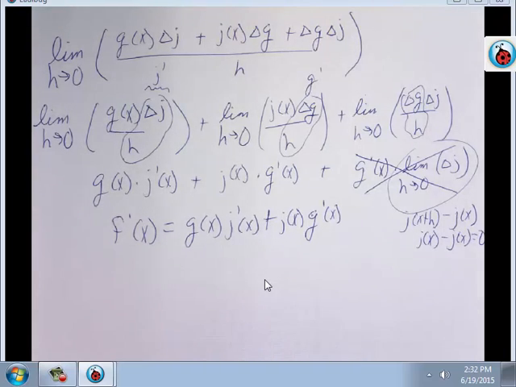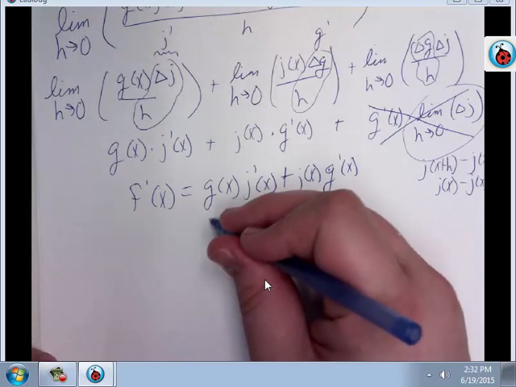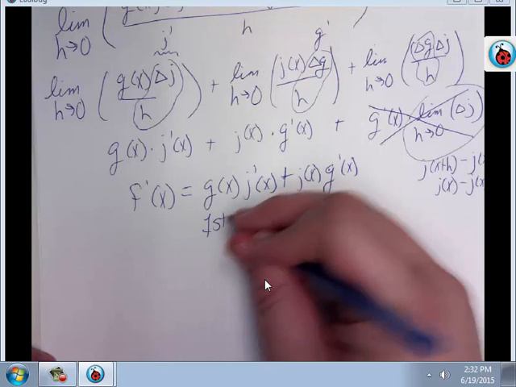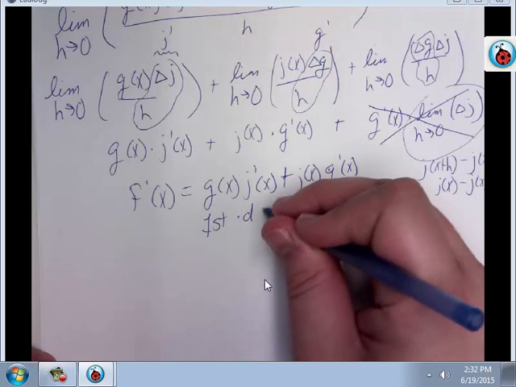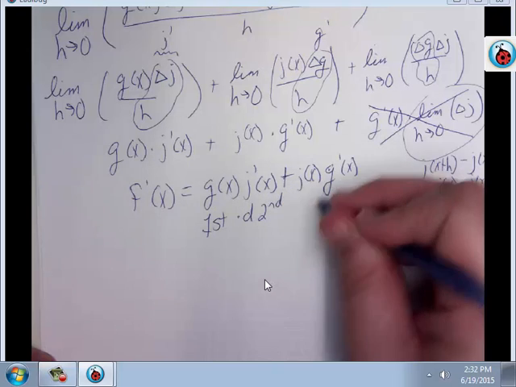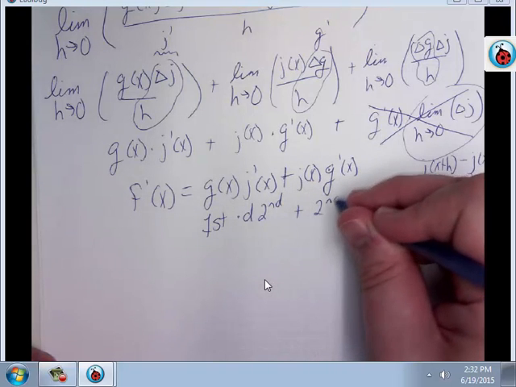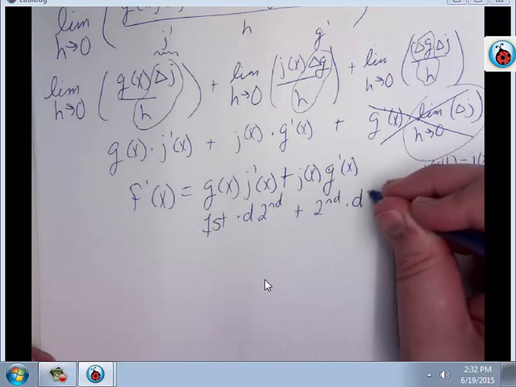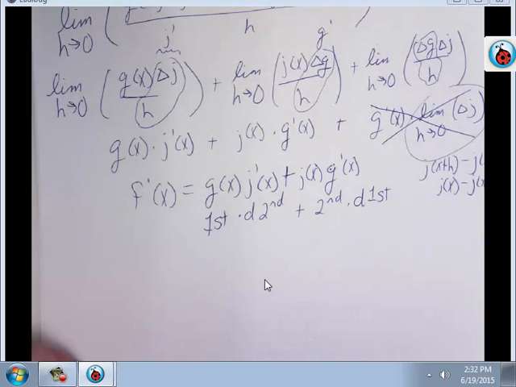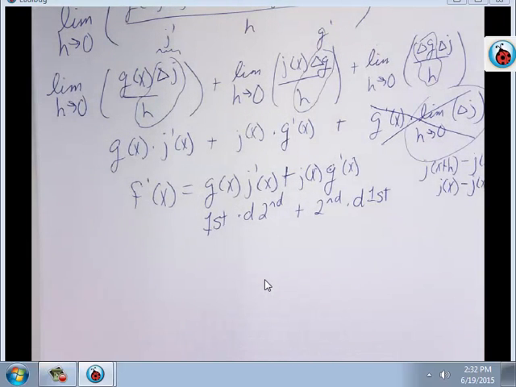Or to put it simply, I have the first function times derivative of the second plus second function times derivative of the first. Alright, and there's your product rule.